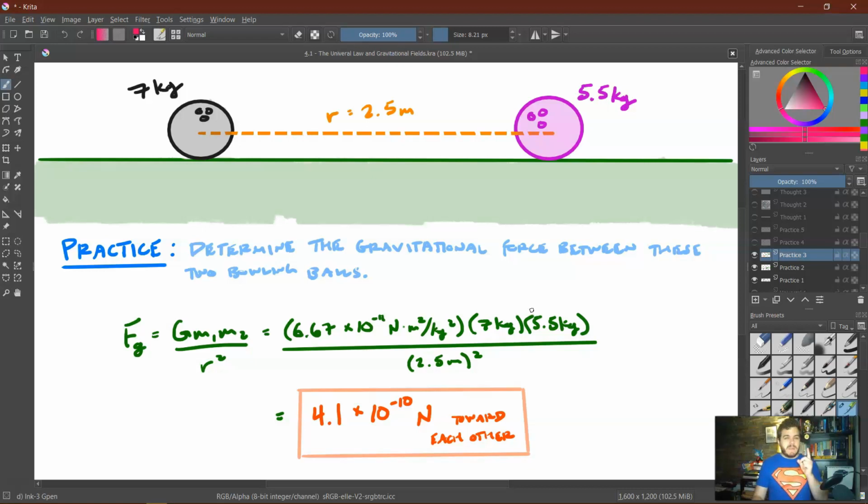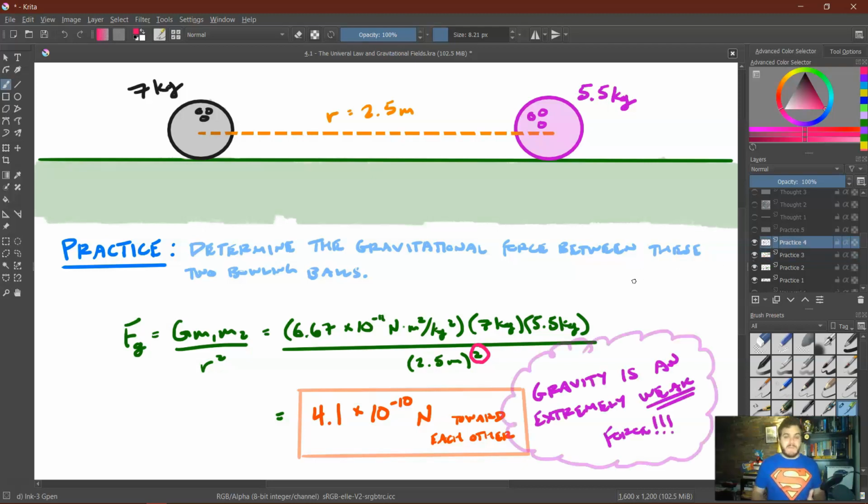And be very, very careful. Everyone forgets the squared. So make sure you remember to square that distance. Stick that in your calculator. Don't expect you to do that in your head. And we're going to get 4.1 times 10 to the negative 10 newtons toward each other, which you'll notice is an incredibly tiny number.